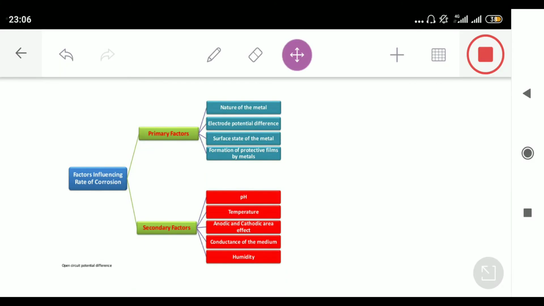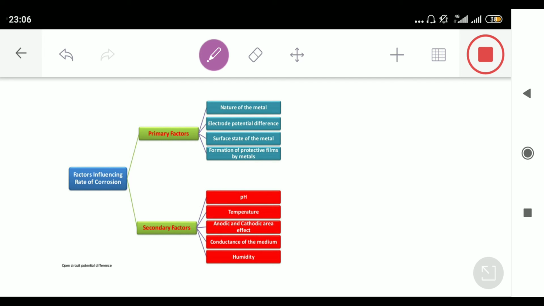So in the last lecture, we discussed the primary factors, how they affect the rate of corrosion, and we talked about all these four factors which are responsible for affecting the rate of corrosion. Now coming to the secondary factors, we'll be discussing all those five secondary factors which are responsible for the corrosion, right? Okay, so the first is pH.